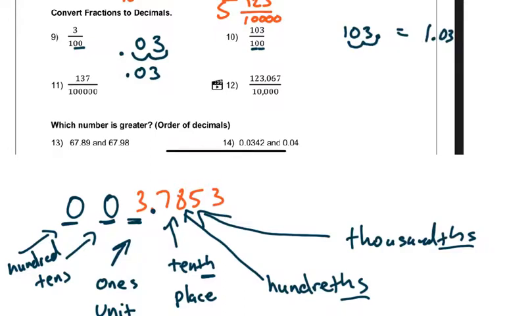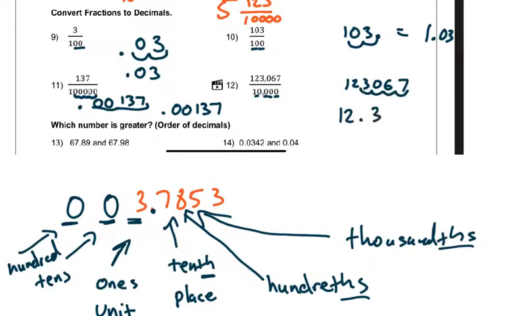Let's do the next one. We write 137. Notice we have 1, 2, 3, 4, 5. So this means I'm going to jump 3 and 2 more. So I'd add 2 zeros, and then I'd put a decimal. Let me rewrite it so it looks nice. And the last one, we take 123,067 with 1, 2, 3, 4 decimals. So we jump 1, 2, 3, 4 slots. So this would be 12.3067.